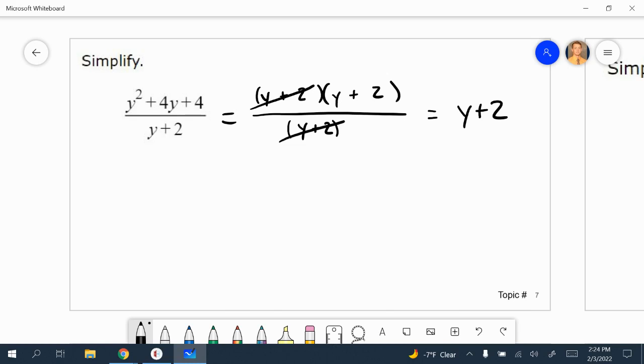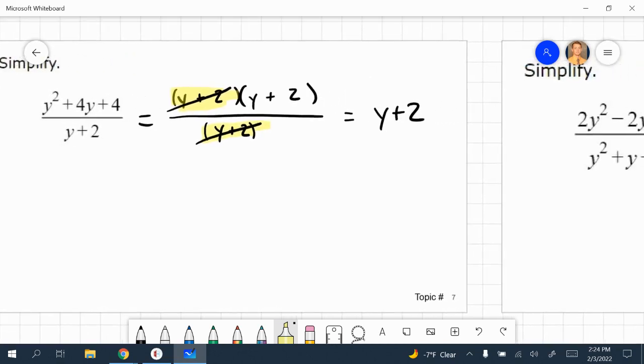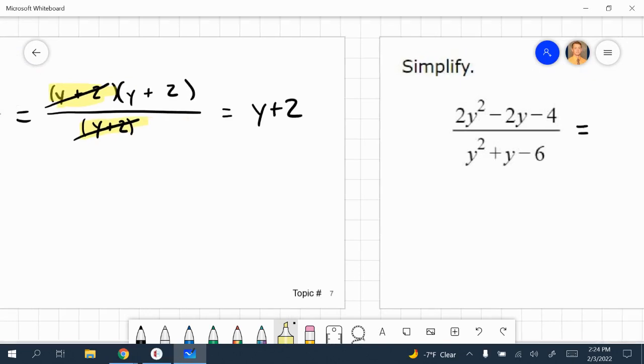On the top, you can see that I factored. We had y plus 2 and y plus 2. And then we put that over top of that y plus 2 that was already on the bottom. And we were able to cancel out 2 of those. This y plus 2 on top, we were able to cancel out with that y plus 2 on the bottom. And so we were just left with the leftover y plus 2 from the top. So not too bad. You're just factoring and then canceling out the ones that look the same.